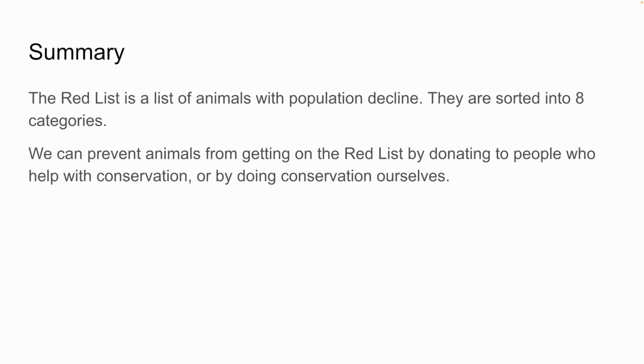In summary, the Red List is a list of animals with population decline. They are sorted into 8 categories. We can prevent animals from getting on the Red List by donating to people who help with conservation or by doing conservation ourselves.